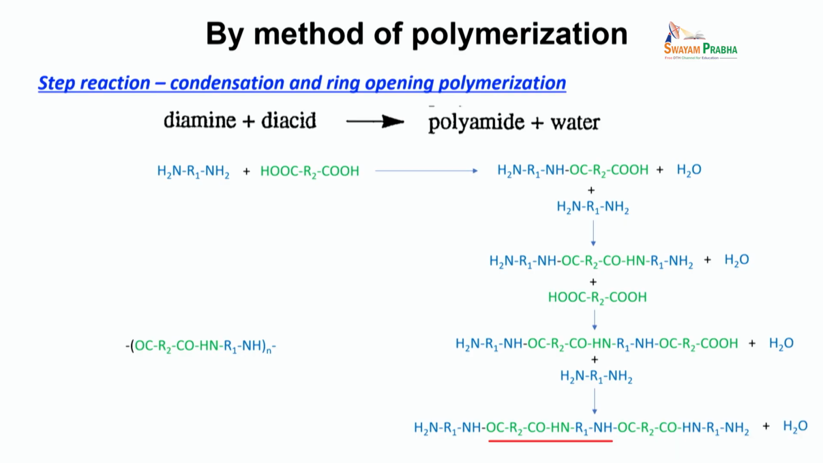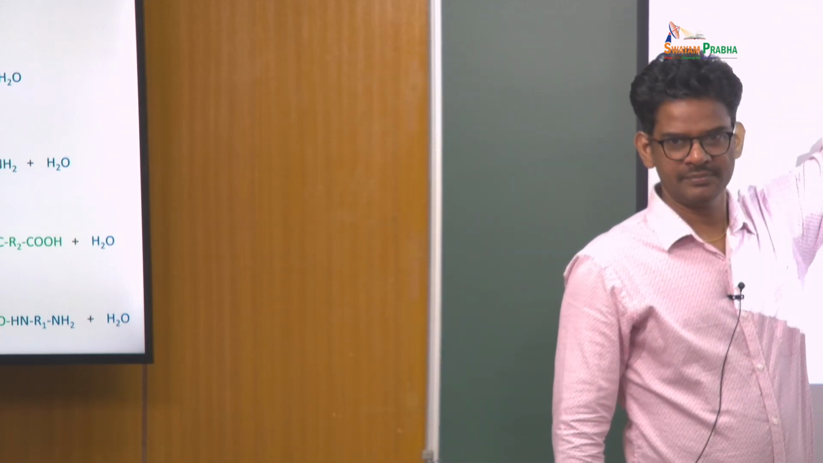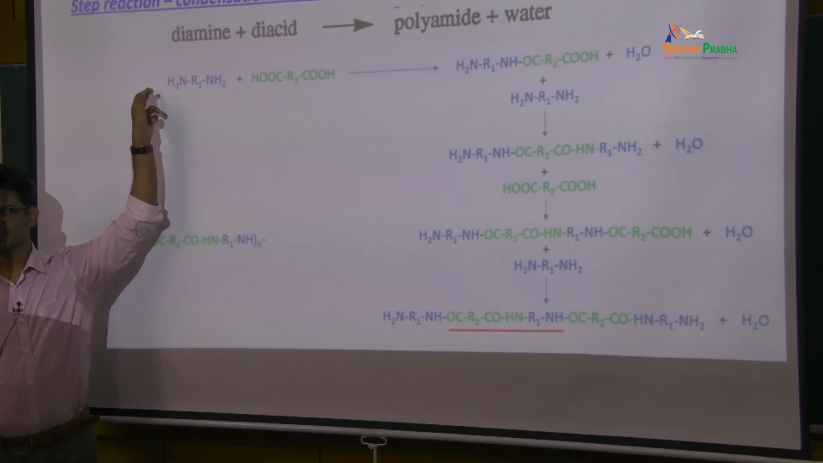So here I am showing a little example of the diamine plus diacid example, how this reaction happens and propagates. On the left hand side, you have a diamine. What I mean by diamine is there are two amine groups on the ends of the molecule. So this R1 can be any alkyl group. This can be a butene group, or a pentene group, etc. But you have amine on both sides.